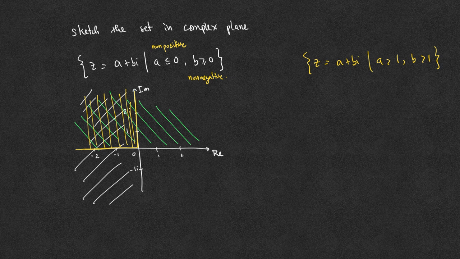For z equals a plus bi, where a is greater than 1 and b is greater than 1, this time we want the real part to be greater than 1 without the equal sign. So we would have to use the broken or dashed line. And we want everything on the right-hand side of this line. For b greater than 1, we would go to the imaginary part, which is 1i, and we would take everything above this horizontal line.